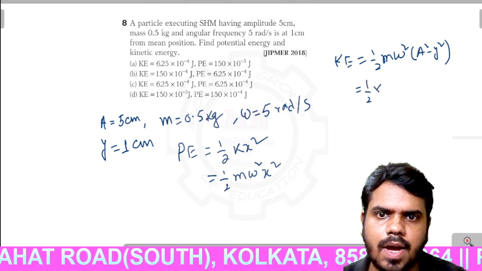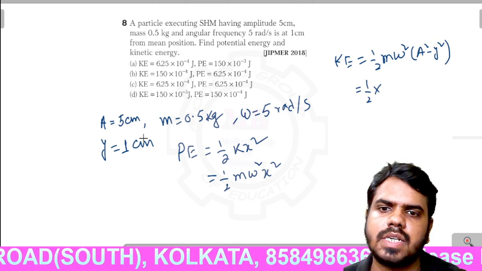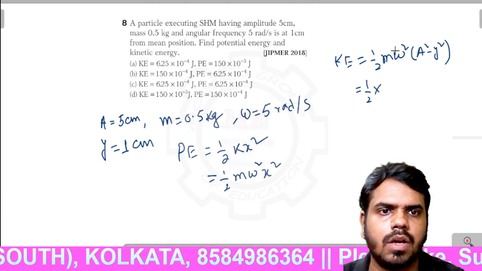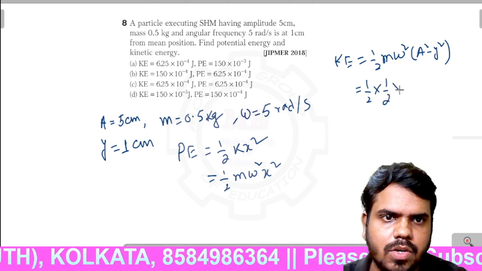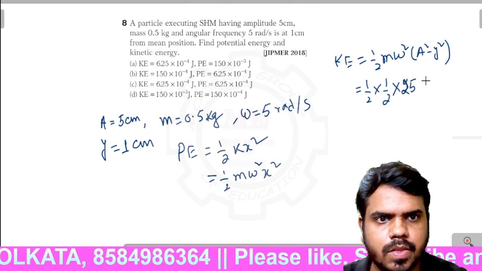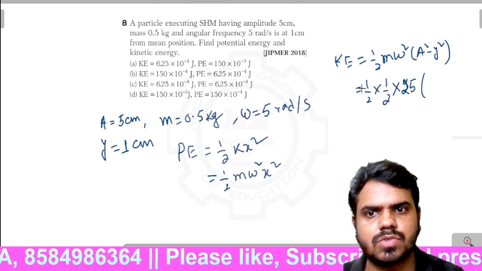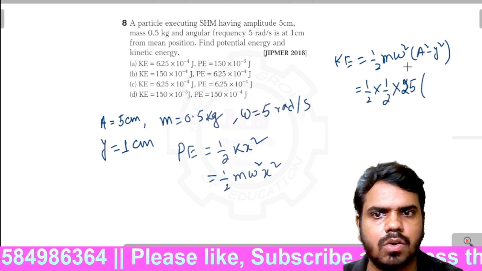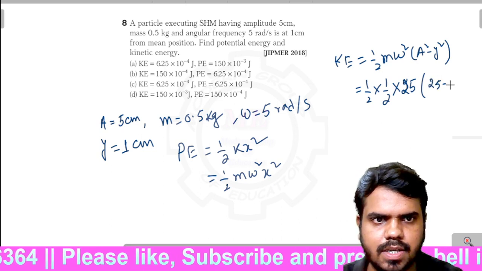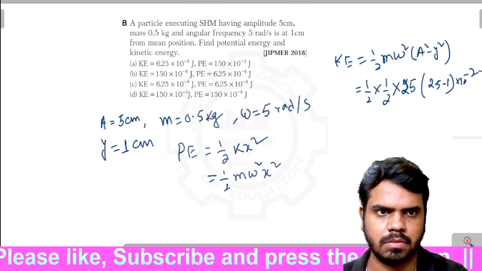So half, mass is in kg, so you have to change either the centimeter values or the kg unit. Okay, now I am applying the SI unit. So half into omega is 5, SI unit, 5 radian per second, that means 25 into A square minus y square, that means 25 into 10 to the power minus 2 in meter. So 25 minus 1, 25 minus 1 means 24, 10 to the power minus 2 is the common value.